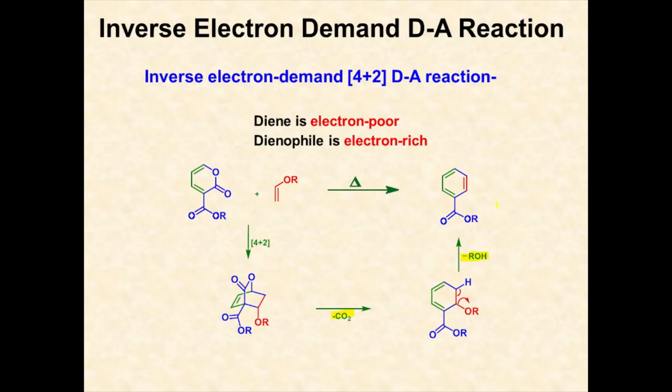So these are very important reactions. In inverse electron demand reactions, especially if you have the lactone skeleton in the diene system, they are very prone to decarboxylation, and further, if there is a possibility, then removal of an alcohol molecule will lead to an aromatic compound.